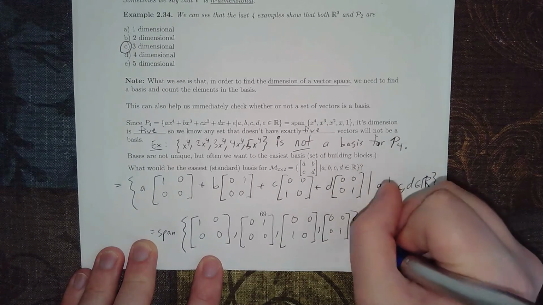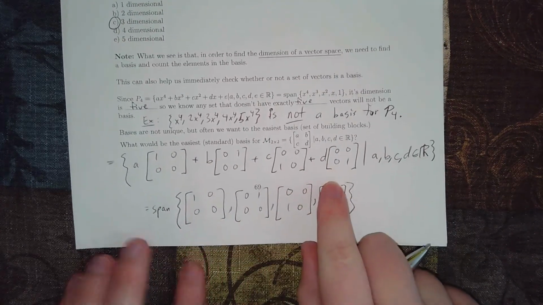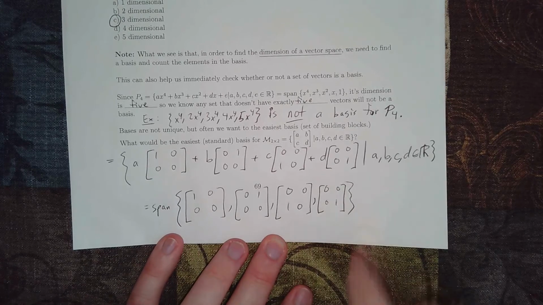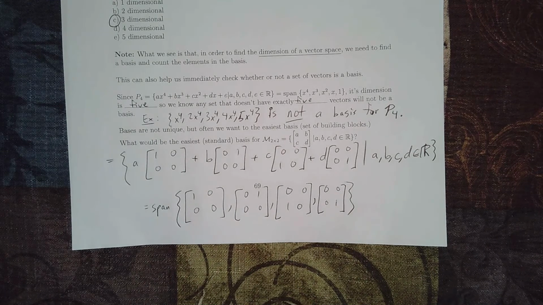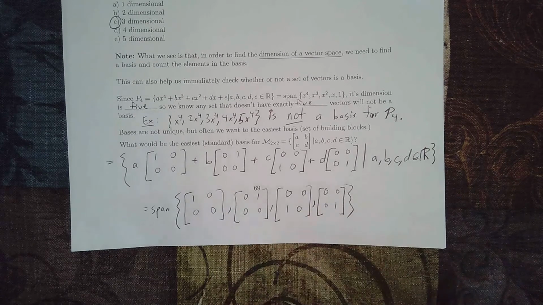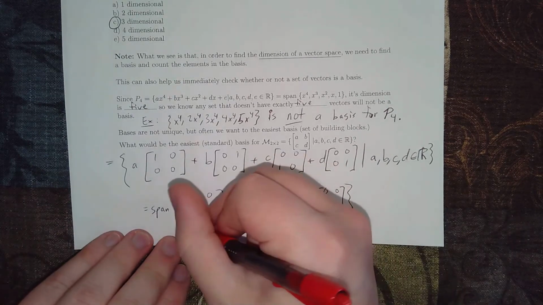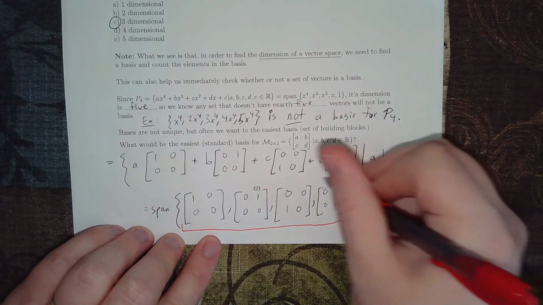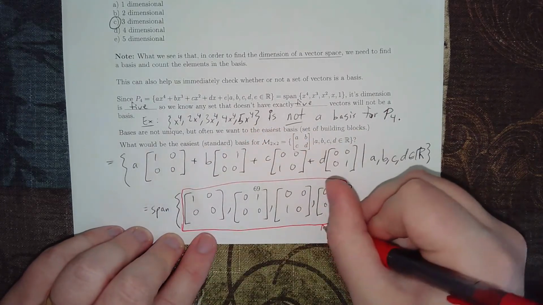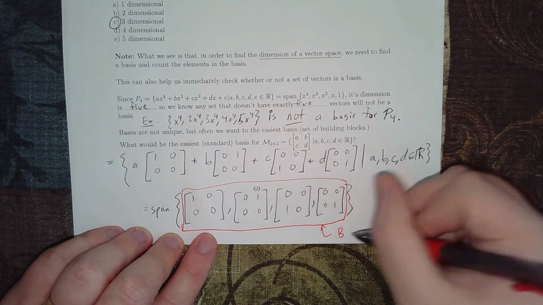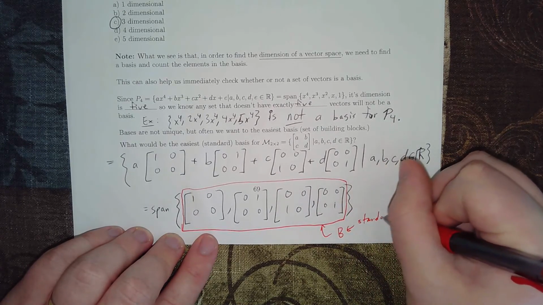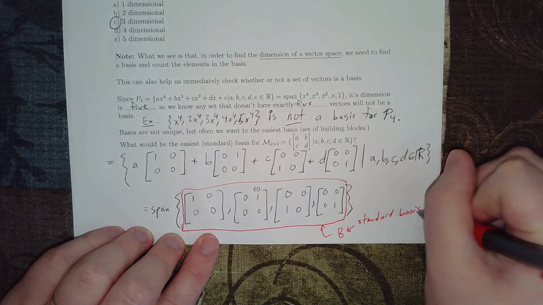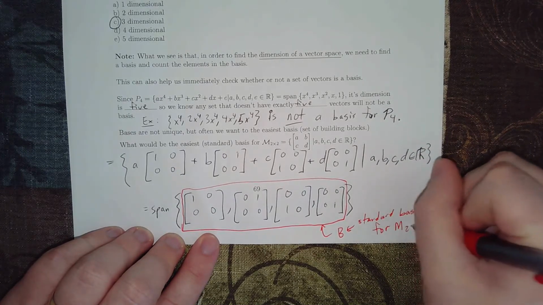So our easiest way of describing this set would be by using these building blocks that let us isolate a 1 in each of the positions at a time. So here, if we say this was our set B, this would be the standard basis for M2 by 2.